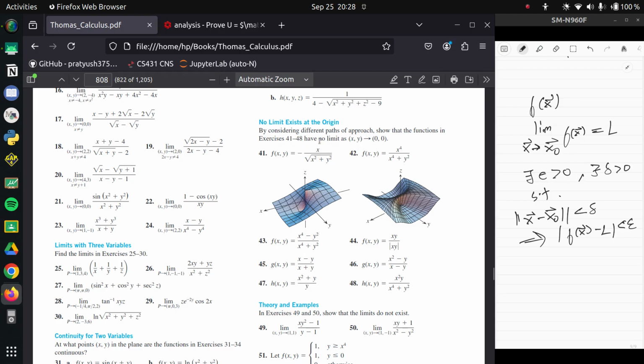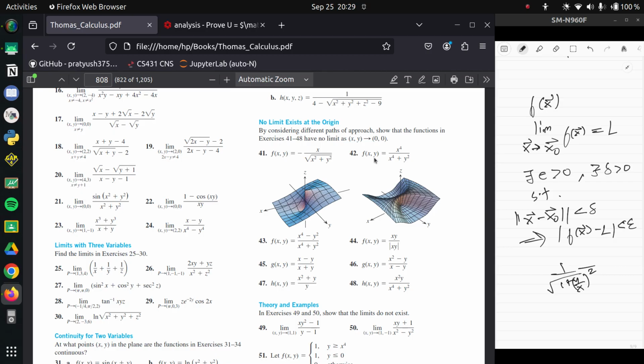So by taking different paths of approach, the function does not have a limit. So as x y tends to 0 0, consider x upon square root of x squared plus y squared. You can rewrite this as 1 upon square root of 1 plus y upon x squared. But then, yeah, if you set x to be equal to 0, actually in that case it does have a limit. Y equal to 0 doesn't work. It's homogeneous, that's one thing for sure.